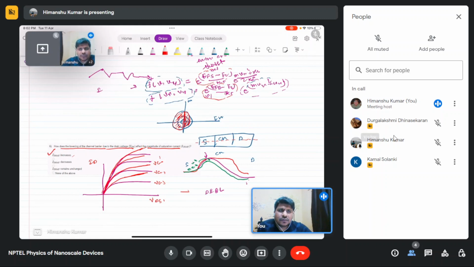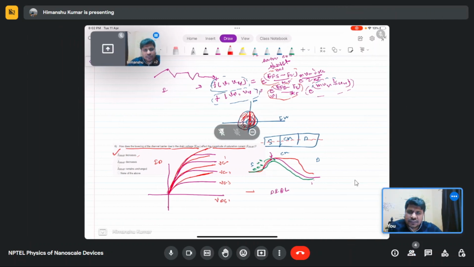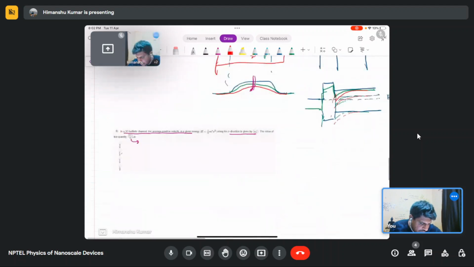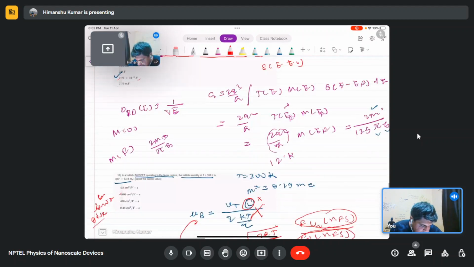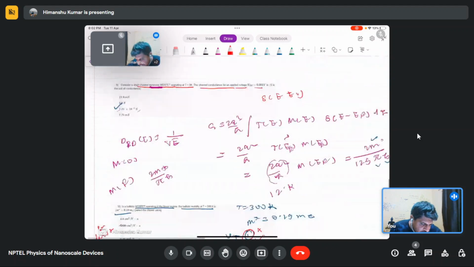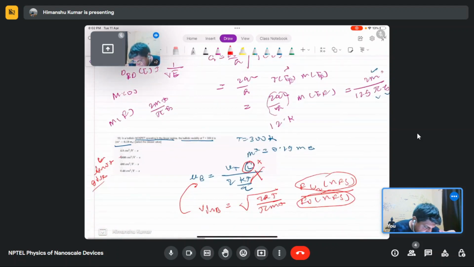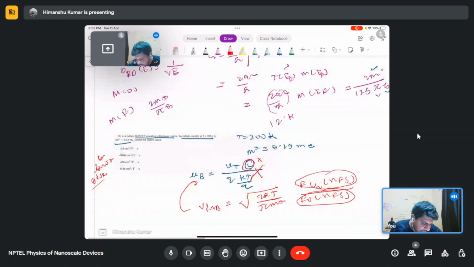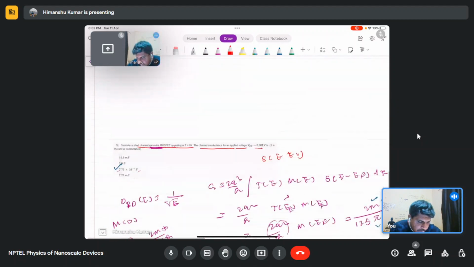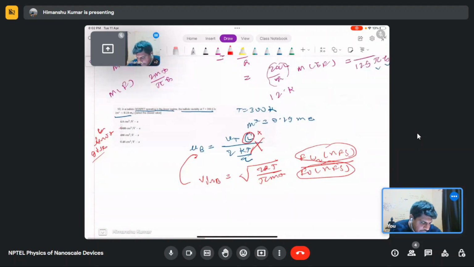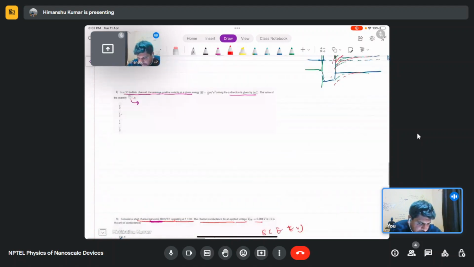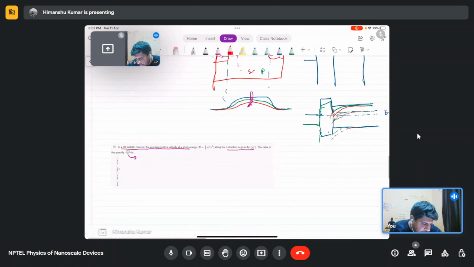If you don't have any doubt for this session, then I think I am done with all the problems. The eighth and tenth problems I will look at again. I have some confusion in this tenth problem: the length is not given, so how to calculate this ballistic mobility? In this other problem I have some confusion related to this ratio. I don't know what V is in this case.